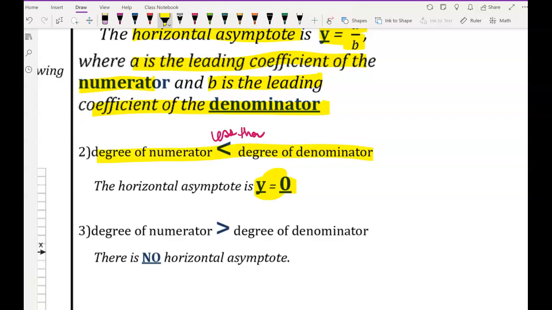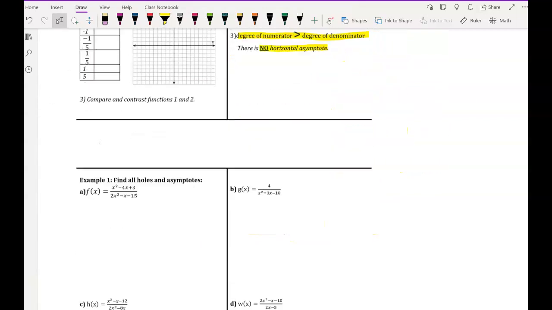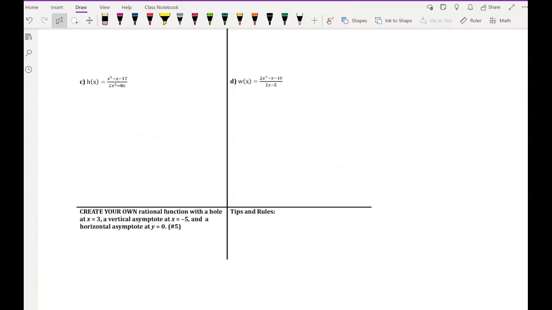The third case is if the degree of the numerator is bigger than the degree of the bottom, then we don't have any HA, okay? I use HA as short for horizontal asymptote. Let's go try some examples. Looks like we have A, B, C, D, 4 of them, and then you have to give me one question on your own, okay?